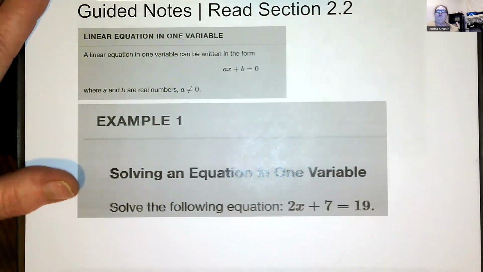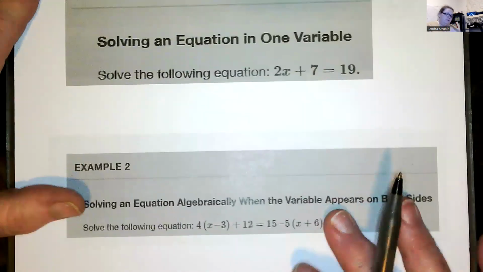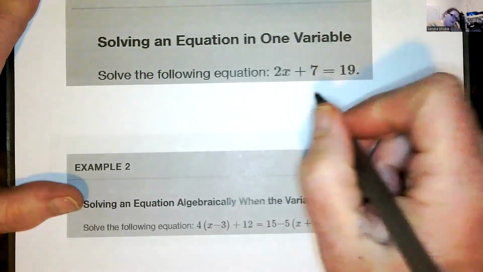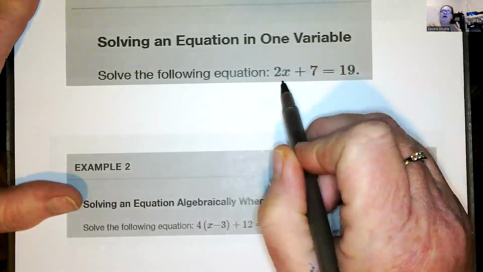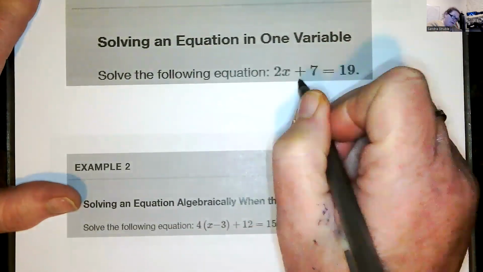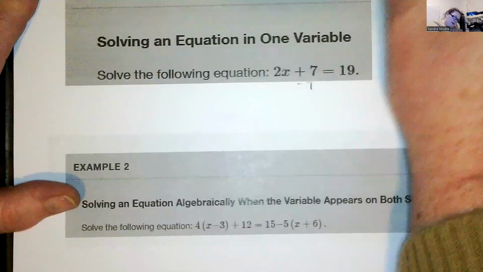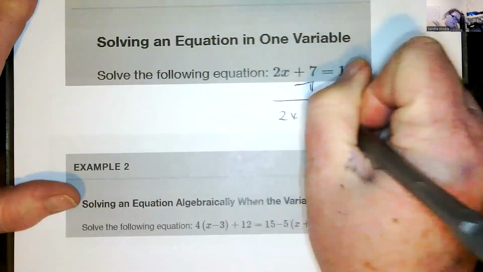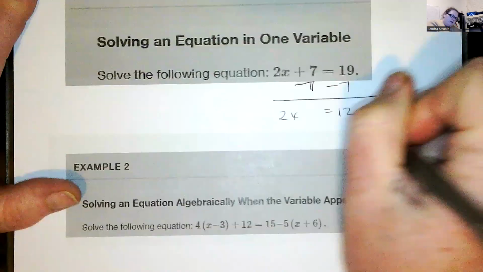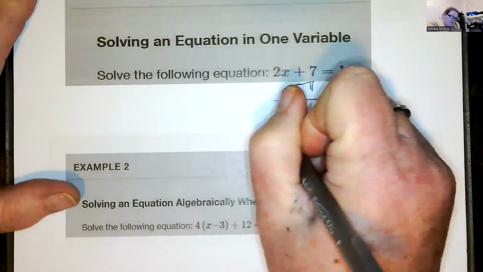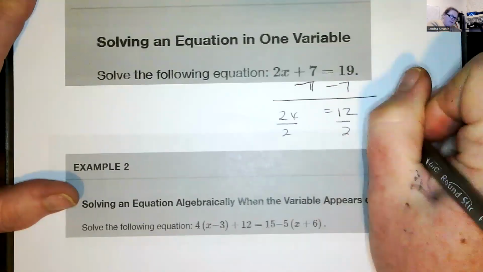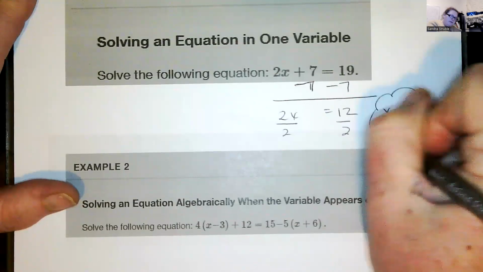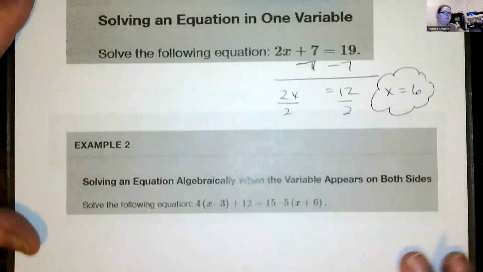Linear equation in one variable. So we're just solving for x, and the coefficient of x can't be 0 because then you wouldn't be solving for x. In 2x plus 7 equals 19, all we're going to do is start by getting rid of the 7, subtracting 7 from both sides. And we get 2x is equal to 12. And then 2 is attached to x by multiplication, so we have to divide both sides by 2. And therefore, x is equal to 6.